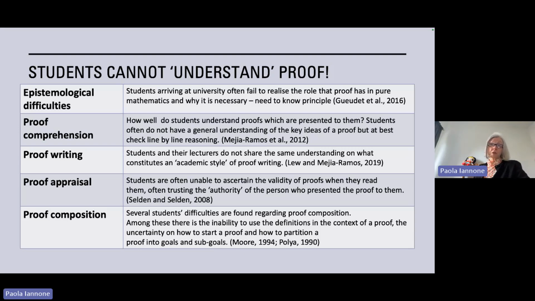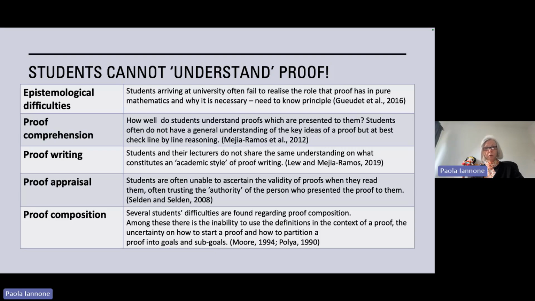And then, of course, there is proof composition. When a student is asked to write a proof that they haven't seen before, can they do this or not? And the answer, unfortunately, is not often. The problems are many, including how definitions are used in the context of proof, how to start a proof, or how to partition the proof into all the various sub-goals that need to be solved. So if we think about these 5 areas of students' difficulties with proof, I think it is not too difficult to think how theorem provers can help in alleviating some of these problems.